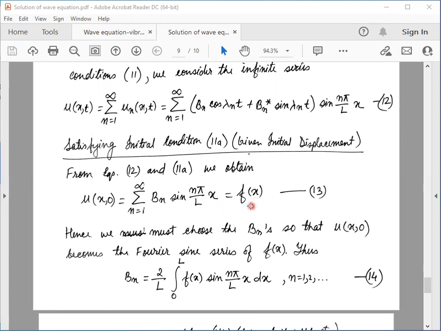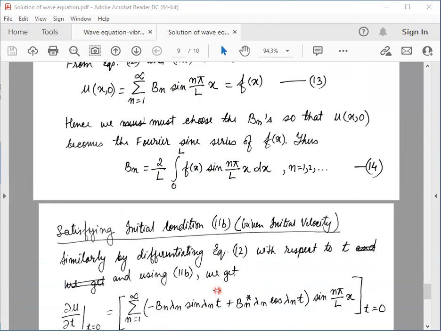And from the theory of Fourier series, we know that the coefficients bn are given by 2 by L integration from 0 to L f of x sine n pi by L x dx. So from the theory of Fourier series, we can easily solve bn given by equation number 14.